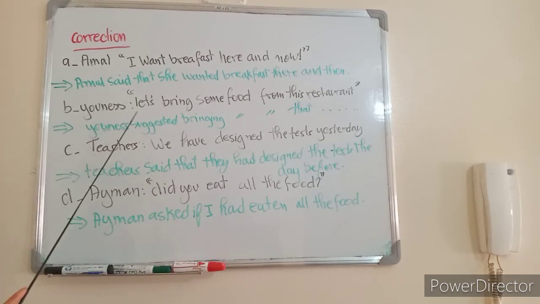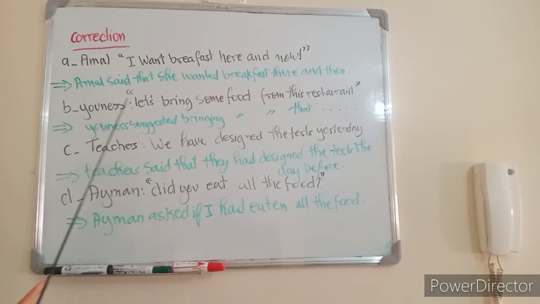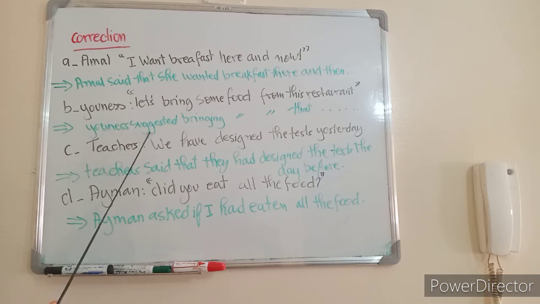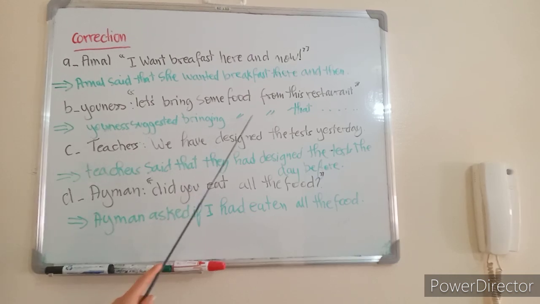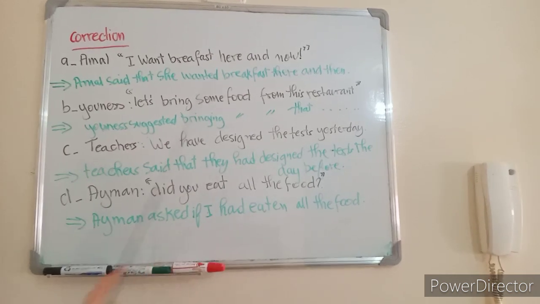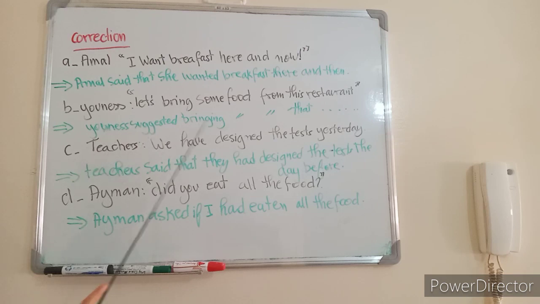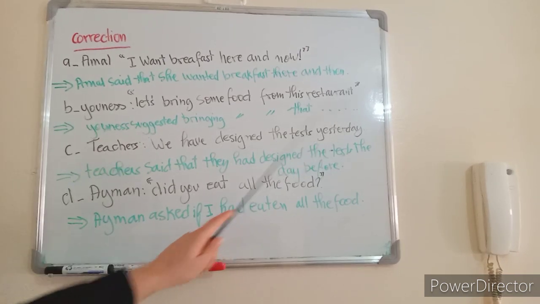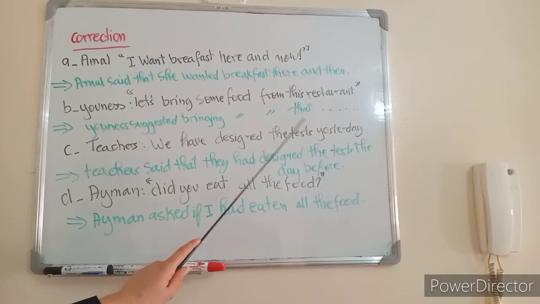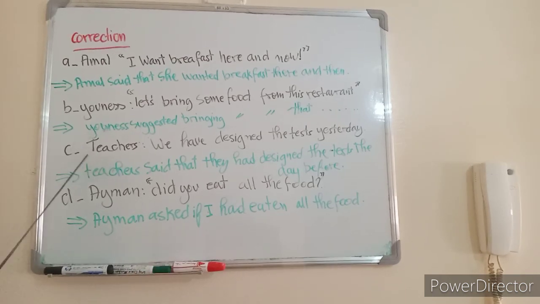So the second example, Yunus, let's bring some food from this restaurant. So Yunus, so this is a suggestion. Firstly, this is a suggestion. هذا اقتراح. So Yunus suggested bringing some food from that restaurant. يعني يونس اقترح جلب الأكل من ذلك المطعم. So here this becomes that.